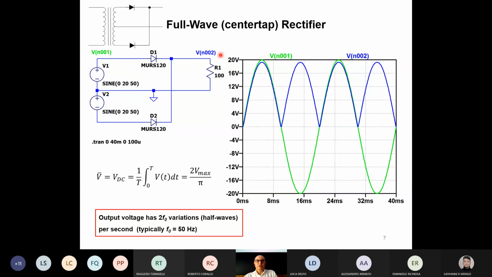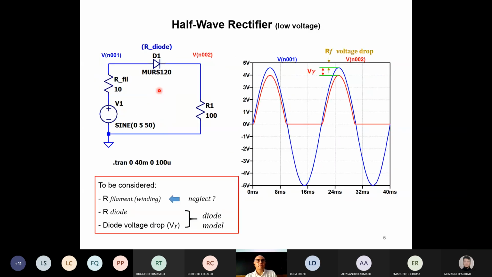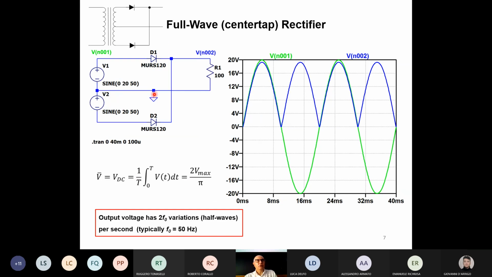Vn2 is the voltage on the resistance R1, the voltage referred to ground. What I want to say is that when you do simulation, you always need to place a ground somewhere. Also before, you see, I placed the ground here. If you don't put a ground in a simulator, it will give you an error, divide by 0 matrix and things like that. So you always need to fix a ground somewhere. Otherwise, the simulator will not start, because all the voltages are calculated with reference to the ground point.